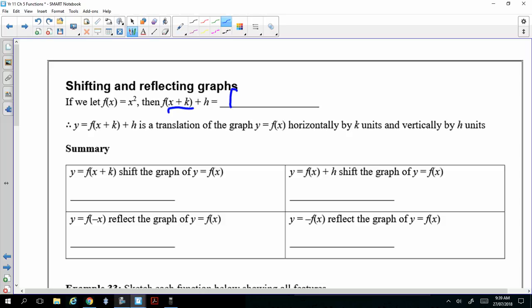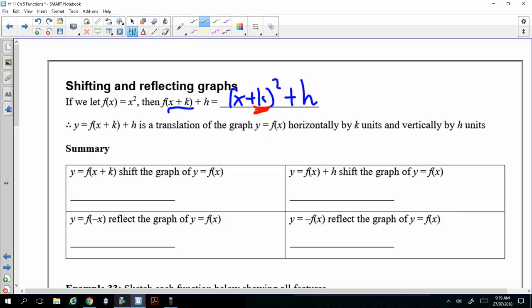Can you see that when I substitute x plus k, the x inside the square changes to x plus k. Now remember this parabola, what does the k do? It shifts horizontally, k units, left or right. What does h do? Up or down. Okay? So whenever you see this, you know it's a horizontal shift.